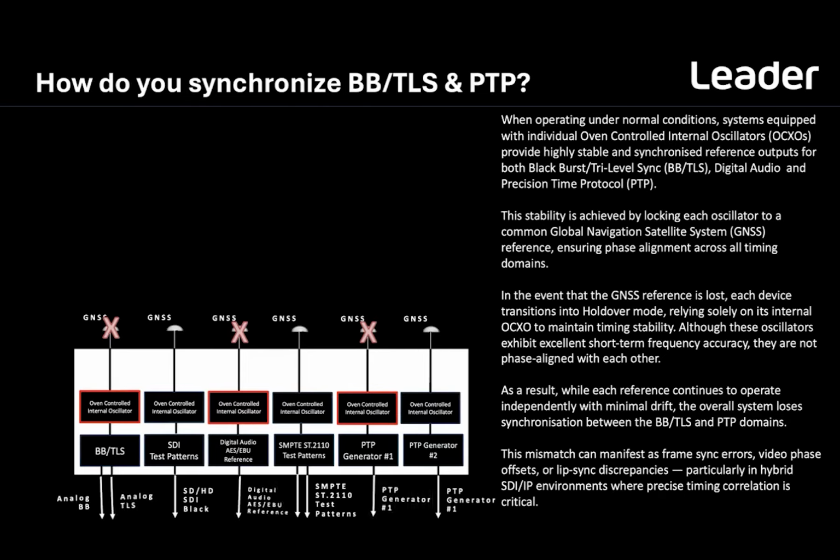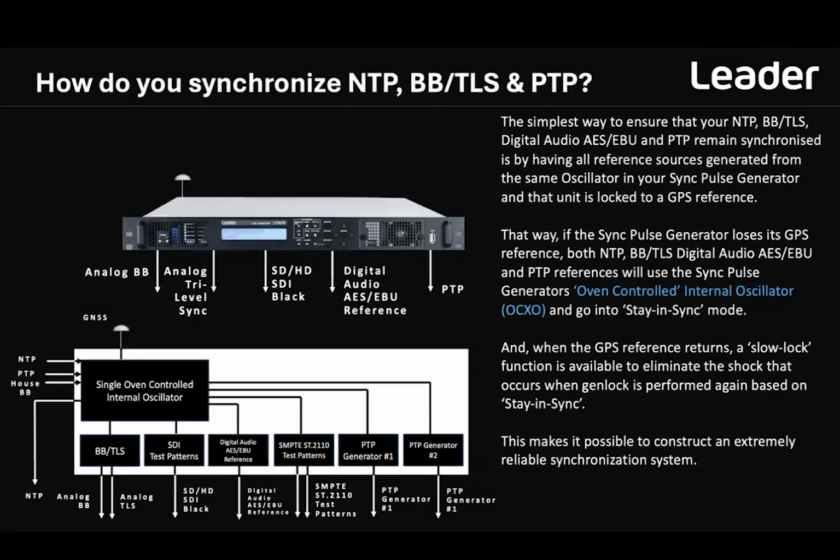This mismatch can manifest as frame sync errors, video phase offset, or lip sync discrepancies, particularly in hybrid SDI and IP environments where precision timing correlation is critical. The simplest way to ensure that your NTP, black and burst, tri-level sync, digital audio, AES/EBU, and PTP remain synchronized is by having all reference sources generated from the same oscillator in your sync pulse generator, and that unit is locked to a GPS reference.